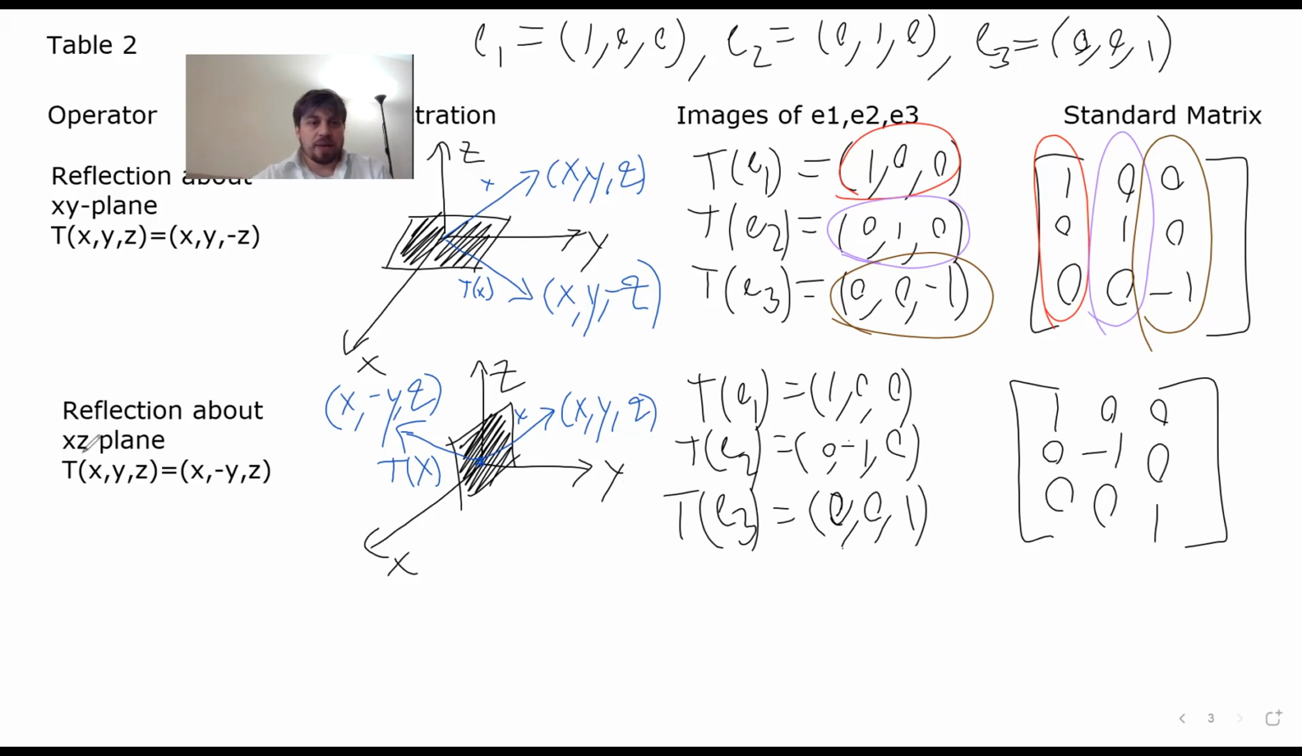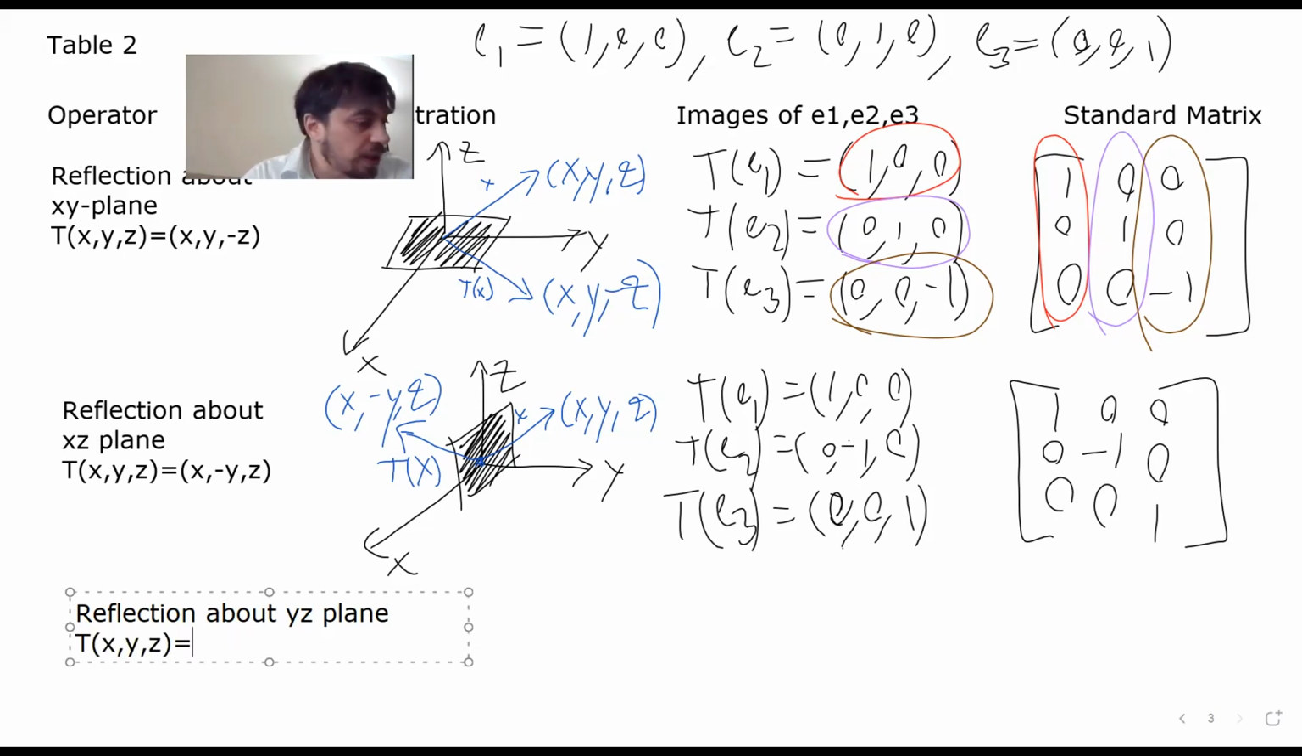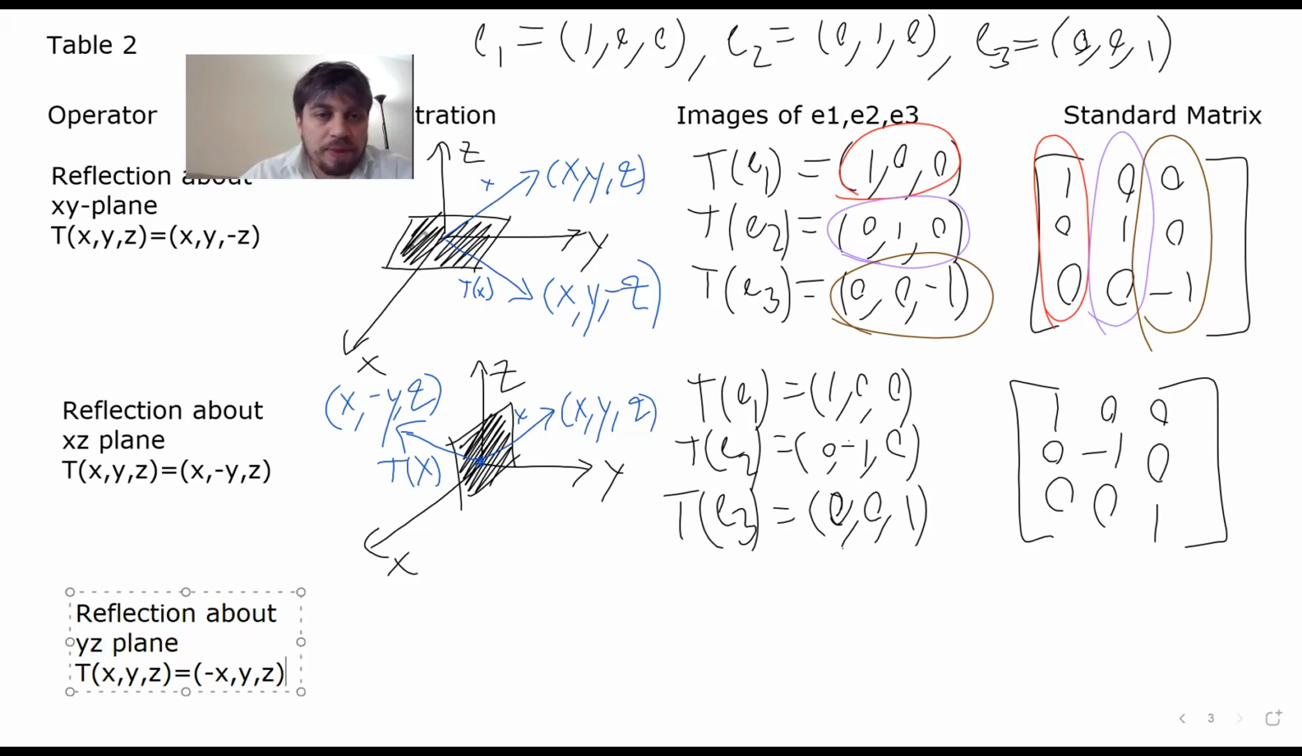And then the third operator in table 2 is orthogonal projection onto, oh no, sorry. It's a reflection about the YZ plane. And then it's T of X comma Y comma Z is equal to negative X comma Y comma Z. Okay. Good.